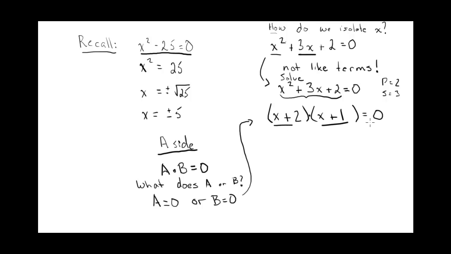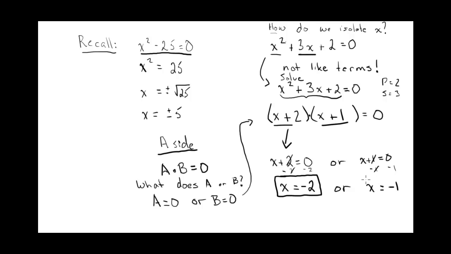This times this is equal to 0. Well, that tells me that this must equal 0, or this one must equal 0. Well, look at this. This is just a linear equation, and I know how to solve linear equations, right? I have to subtract 2 from both sides. So they cancel, and I'll get x equals -2. Or then over here I'll just subtract 1 from both sides. So they cancel, and I would get x equals 0 minus 1, which is -1. So x is equal to -2, or x is equal to -1.